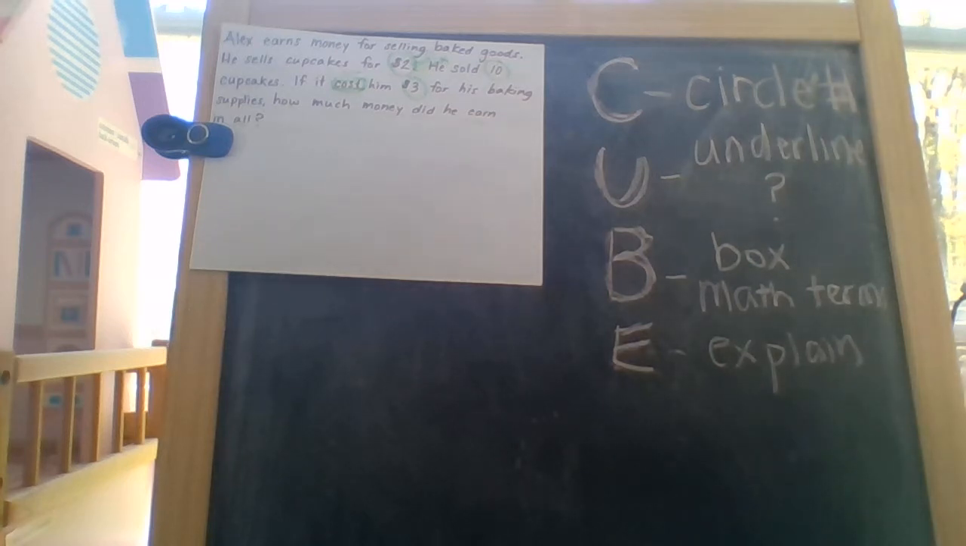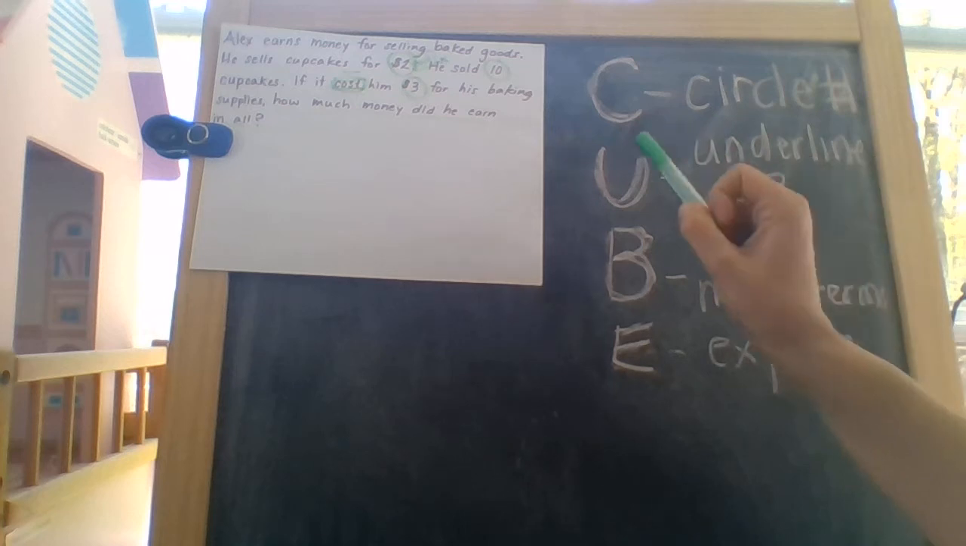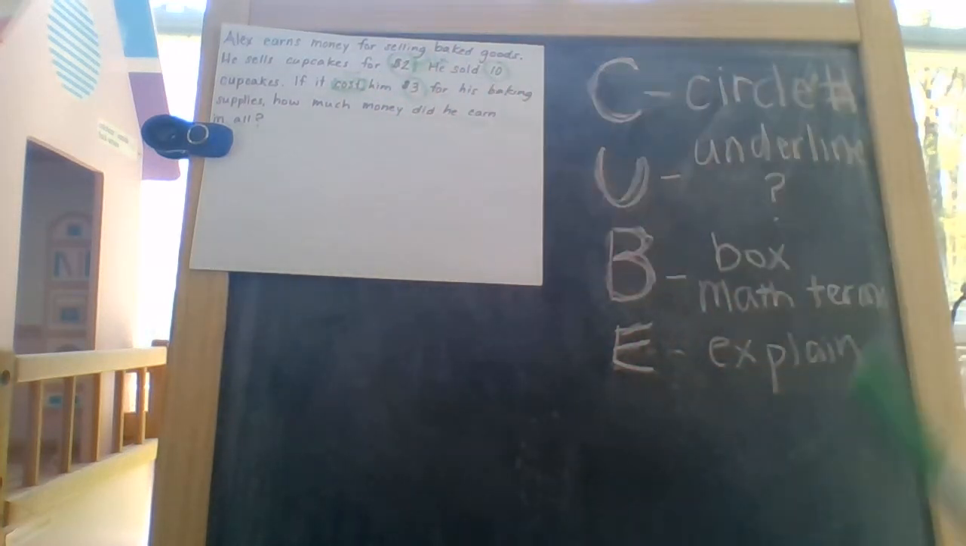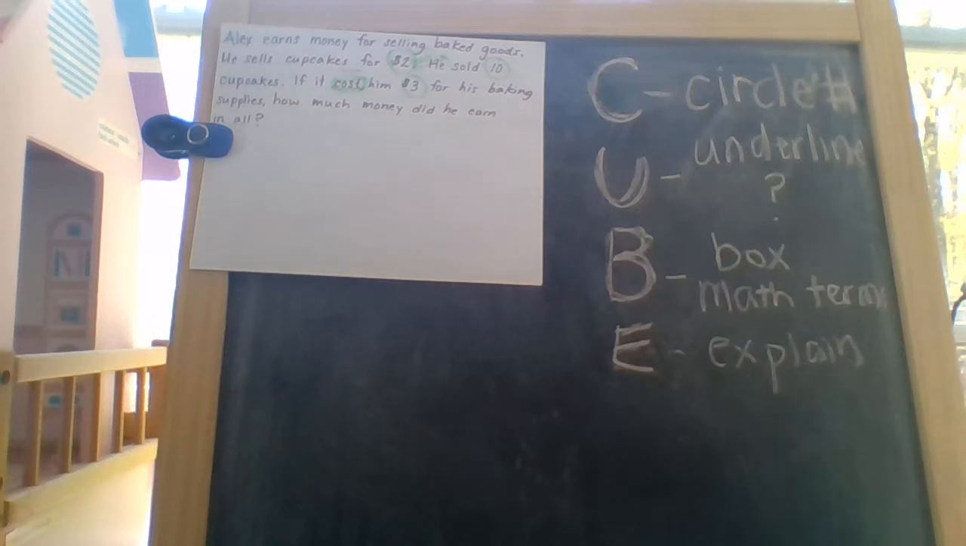So I'm going to explain this. It says I need to multiply 2 times 10 to find out the total money he made for selling the cupcakes. And then I needed to subtract his supplies cost to find my answer. So I'm going to switch colors here. Hopefully you can see these. And I'm going to do my steps.